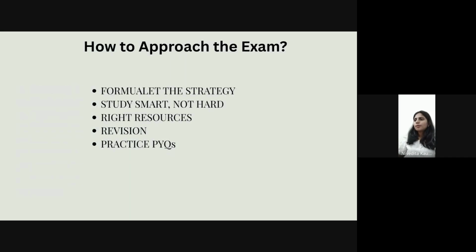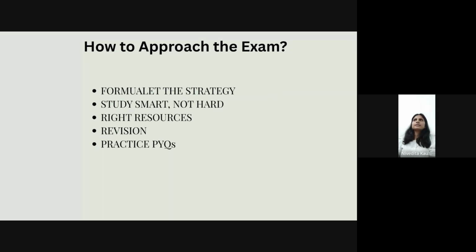But we are more concerned with how to approach the examination, because we all must have at least gone through the syllabus. But I think all of you must be amazed to see the amount of portion which is being asked, and you will also have this fear as to how to approach this examination, how to crack it within the limited time, and how to memorize all the things, right? Now, for this, it is important that first of all you should formulate the strategy.